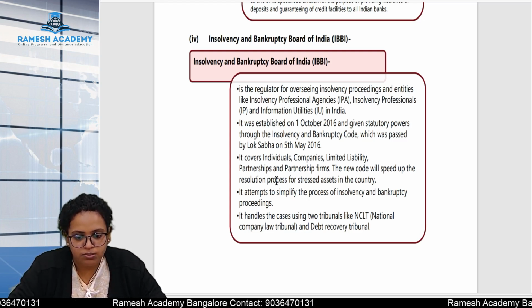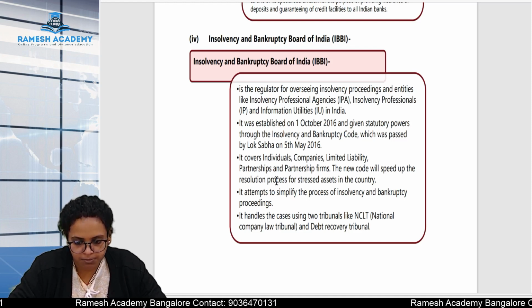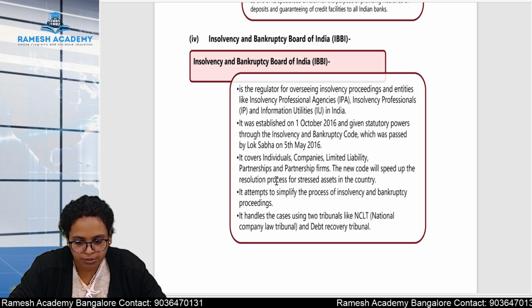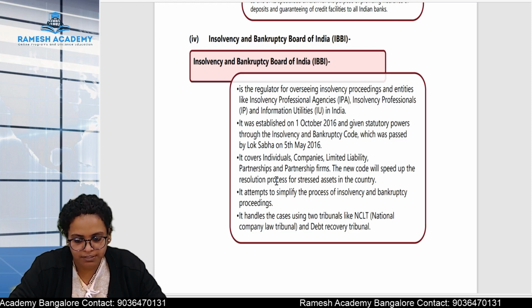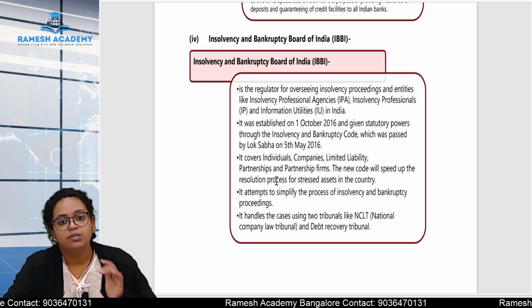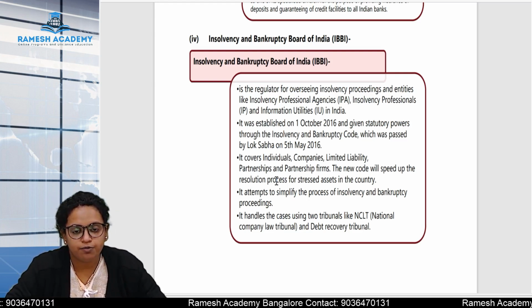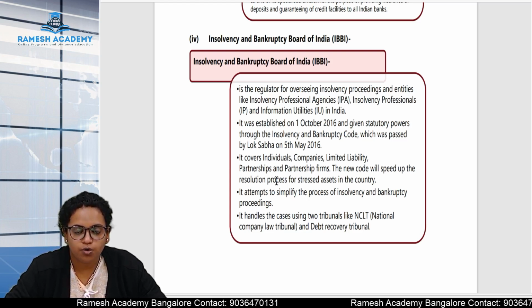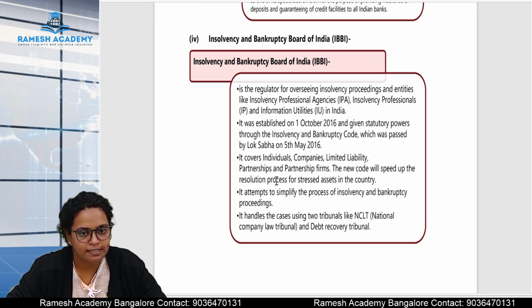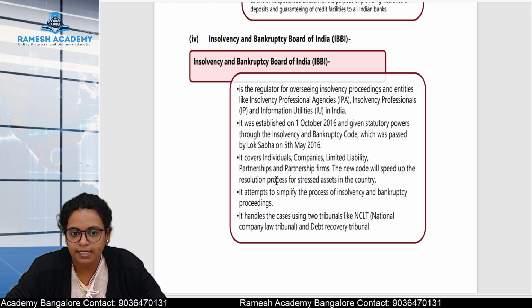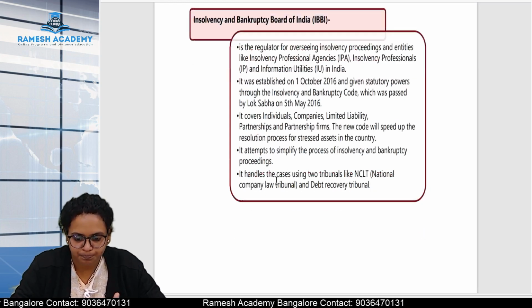It attempts to simplify the process of insolvency and bankruptcy proceedings. Please mark that line. It handles the cases using two tribunals, NCLT and the Debt Recovery Tribunal. NCLT, the National Company Law Tribunal, which you will study in your Companies Act, is a type of court for companies, wherein all the cases of the companies are taken care of by the NCLT. So it handles the cases using two tribunals, NCLT and the Debt Recovery Tribunal.